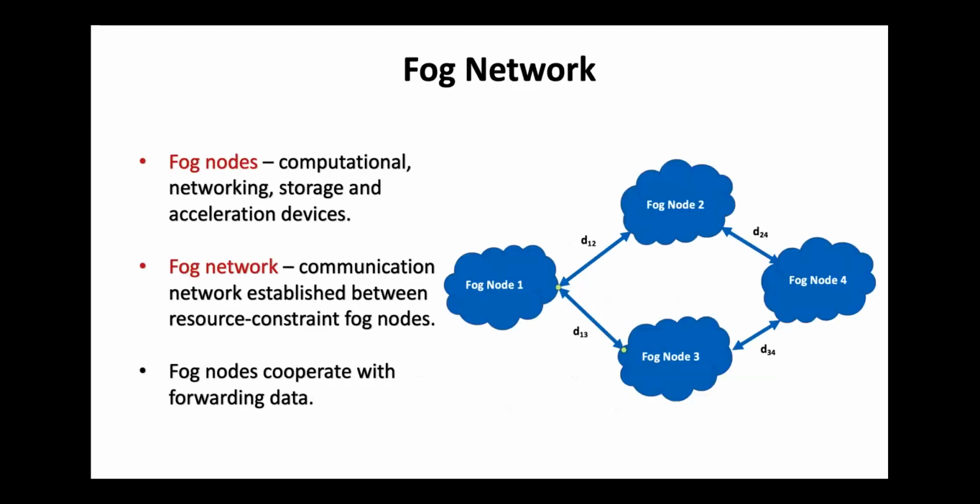So first, let's see what a fog network is. A fog network consists of fog nodes, which are computational, networking, storage, and acceleration devices. The figure depicts a network of 4 fog nodes. Edges between the fog nodes indicate communication links, with edge weights indicating the distance between the nodes. These fog nodes are resource constrained and cooperate with forwarding data.